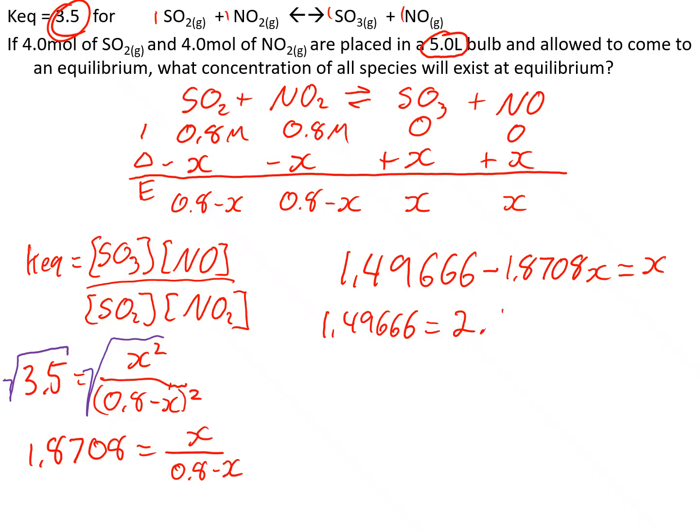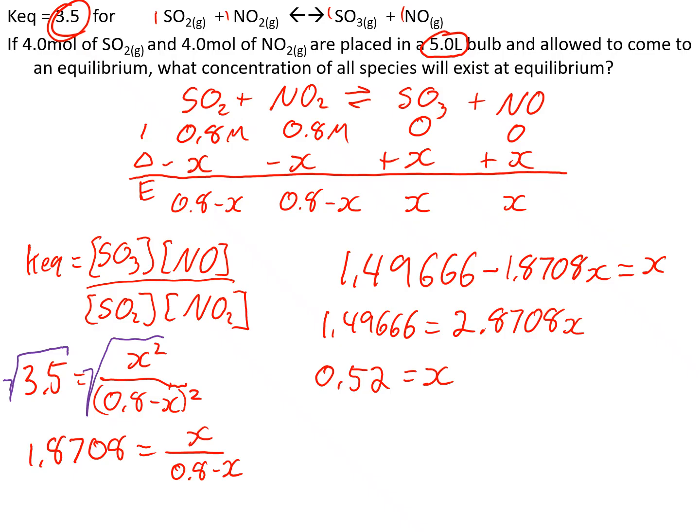2.8708x. And then I'm going to divide both sides by 2.8708. And I get 0.52. And we can just leave it at 2 sig figs, I guess. 0.52 is equal to x. Okay. So I did quite a bit of stuff there.